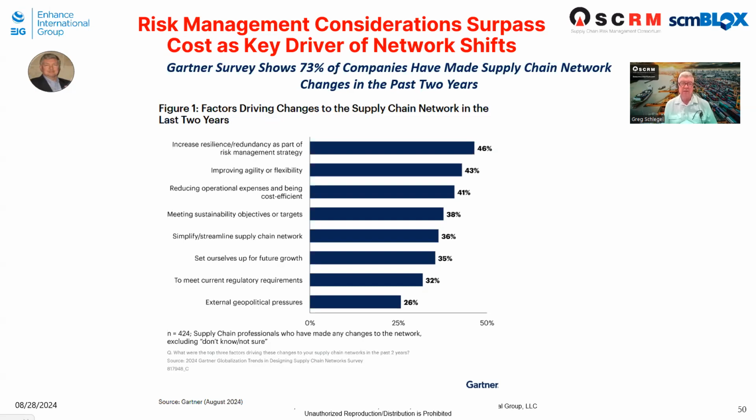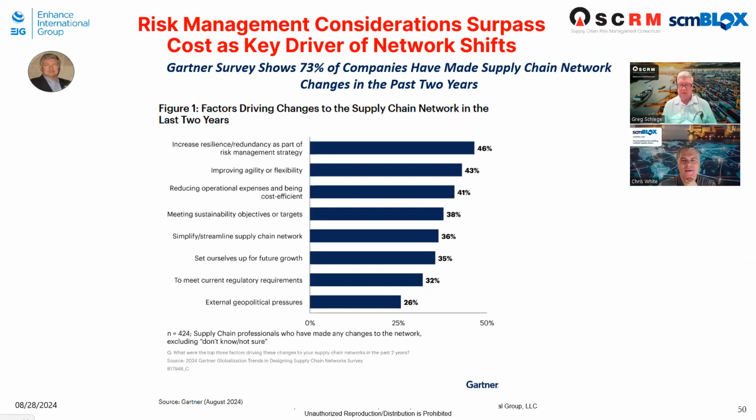What questions did they ask? Well, they said, what are the factors driving changes to your supply chain network in the last 2 years? Let's just talk about the top three. Number one, increase resilience, redundancy as part of risk management strategy. Great. Improving agility and flexibility of your supply chain. And then the third, which is one of our old favorites in supply chain, reducing operational expenses and being cost efficient.